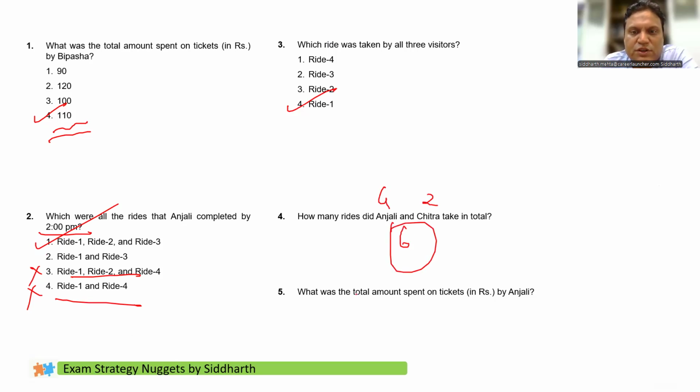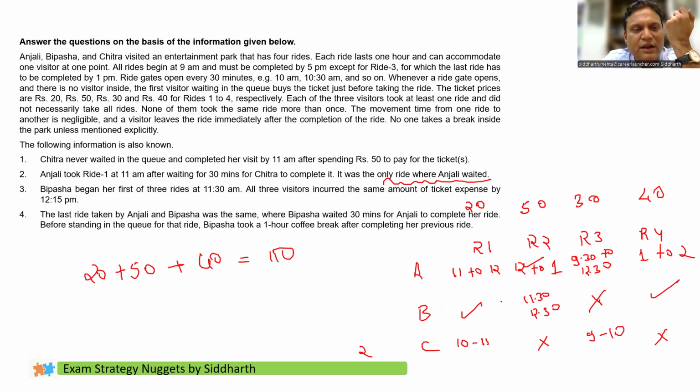6. What was the total amount spent on tickets by Anjali? So Anjali has done all the 4 rides. So that means 20 plus 50 plus 30 plus 40. So this is 50, 140, right? 50 plus 20, yes, 140 is the amount spent by Anjali. Now, if you look at the question, I have not made use of point number 4 at all.